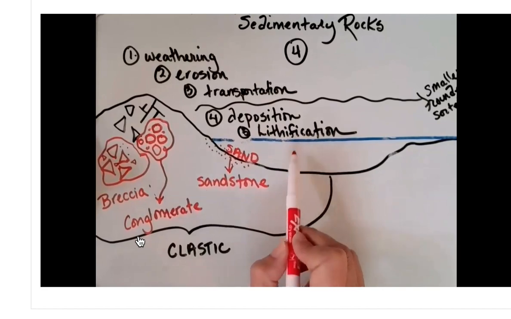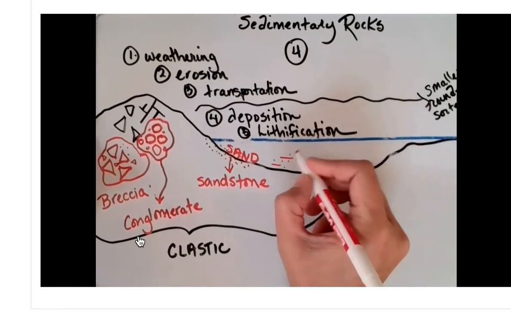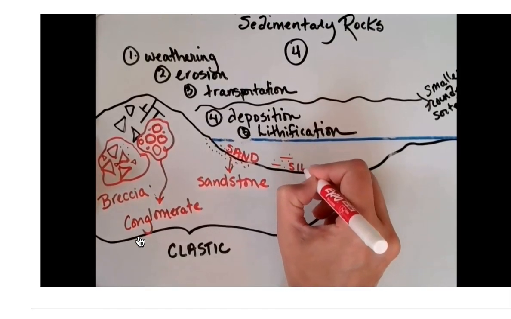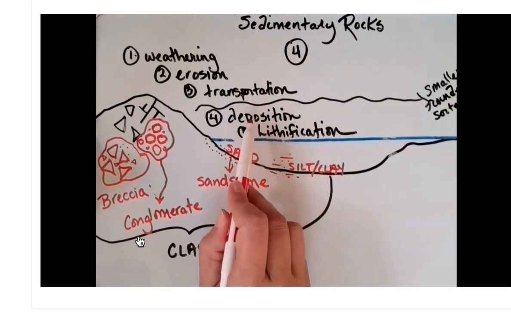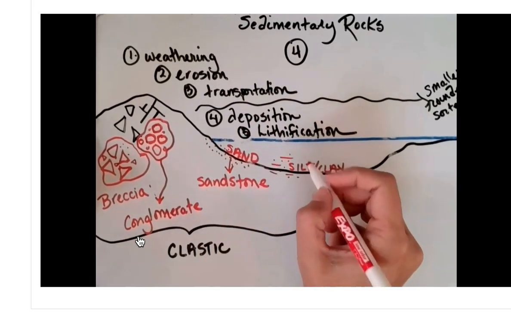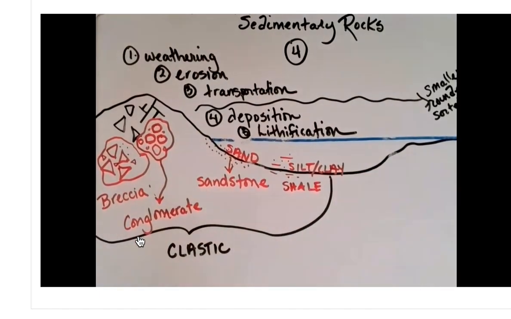A little further out in our marine environment, you can see we're under the water here, we have finer particles that are transported out. These finer particles are the size of silts and clay. Just like the sand, once deposited, those silts and clay can undergo lithification and form a very common type of clastic sedimentary rock known as shale. We can also see rocks referred to as mudstones and siltstones in this area, but for simplicity, we're just going to look at the lithification of clay and the formation of shale. So breccia, conglomerates, sandstone, and shale represent four very common types of clastic sedimentary rocks.